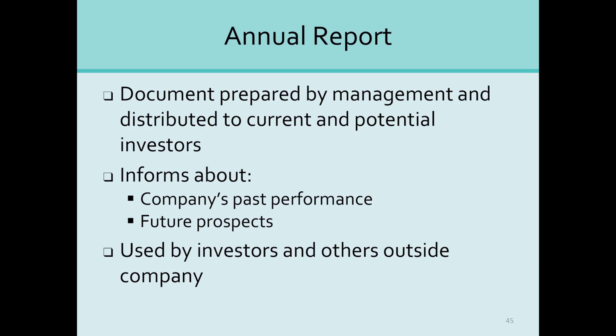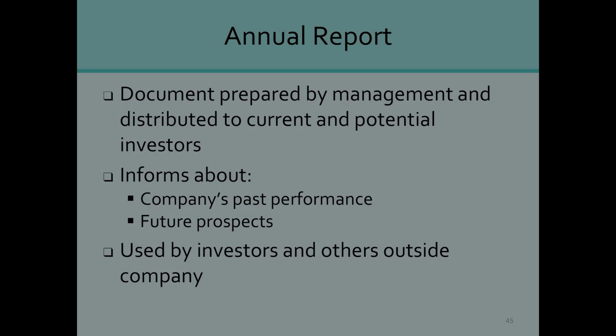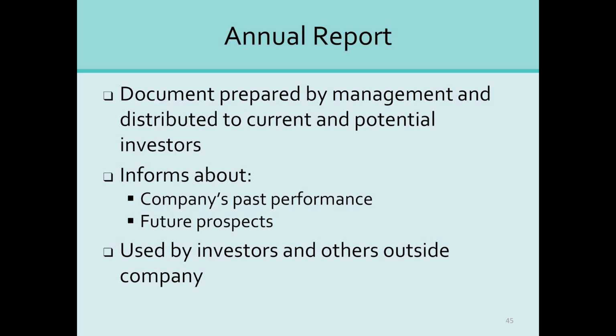So what is an annual report? Annual report is a document prepared by management and distributed to current and potential investors, and basically the financial statements are presented in the form of an annual report, which contains not just the financial statements, but lots of other things also. What are some of the things that the annual report contains? It informs about the company's past performance, but it will also have a director's report which will explain everything that the company is doing, what is the strategy of the company, what is the vision of the company with respect to various businesses. So all of that will be explained in the annual report.